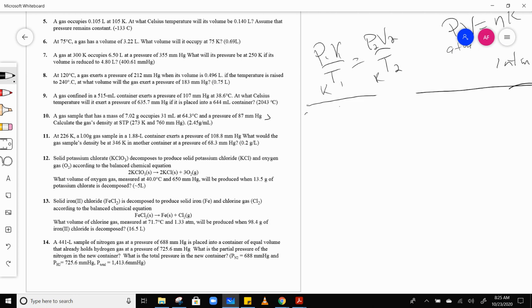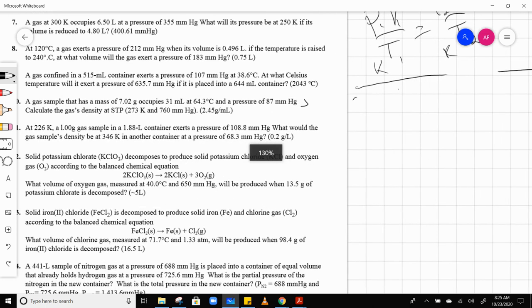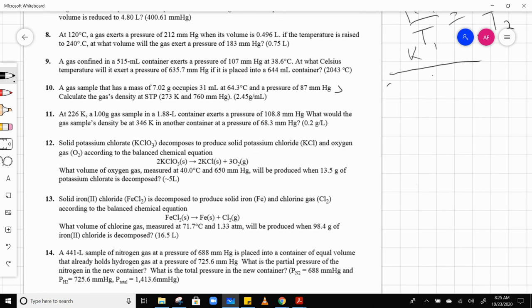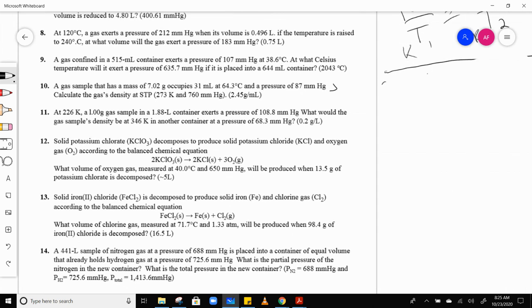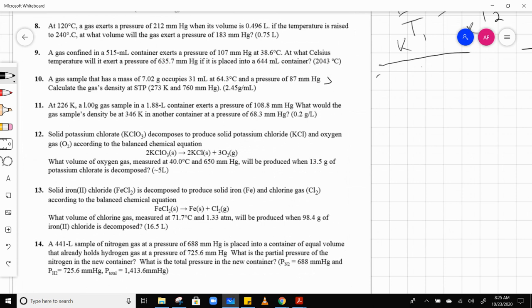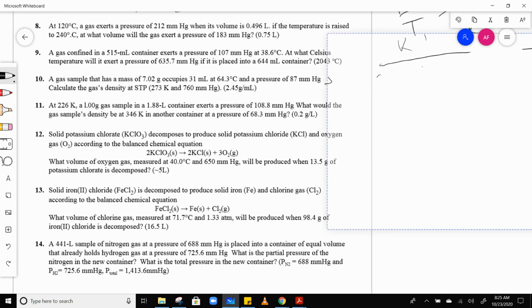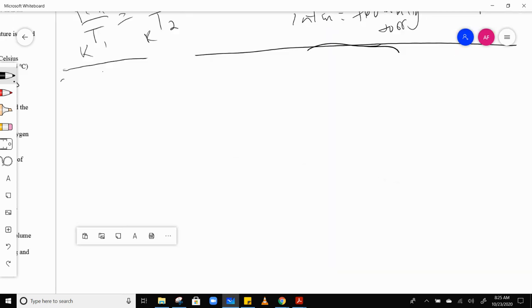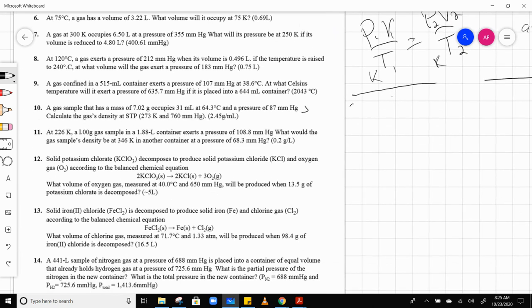Okay, next one. Ooh, we're getting it. This is what we're going to tackle next. Is this stoichiometry a little bit here? Okay. So this is a gas law stoichiometry problem, and that's actually the next thing we're going to tackle. But we get a little practice right now for it too.